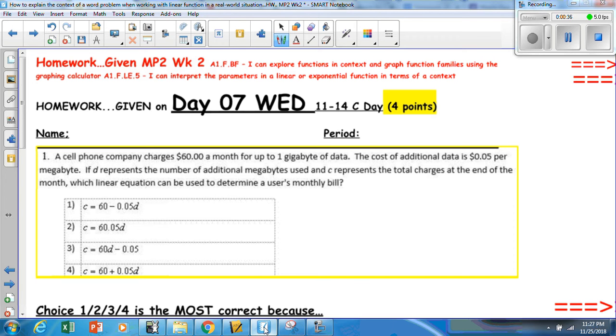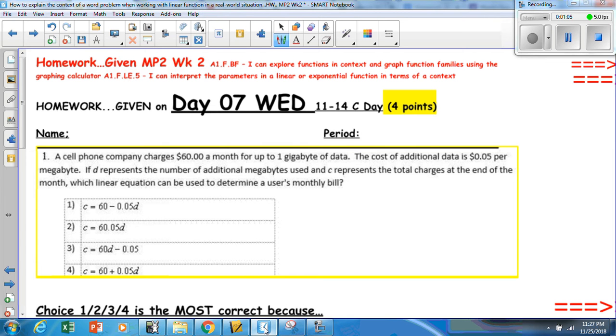A cell phone company charges $60 a month for up to 1 gigabyte of data. The cost of additional data is 5 cents per megabyte. If D represents the number of additional megabytes used and C represents the total charges at the end of the month, which linear equation can be used to justify the user's monthly bill?